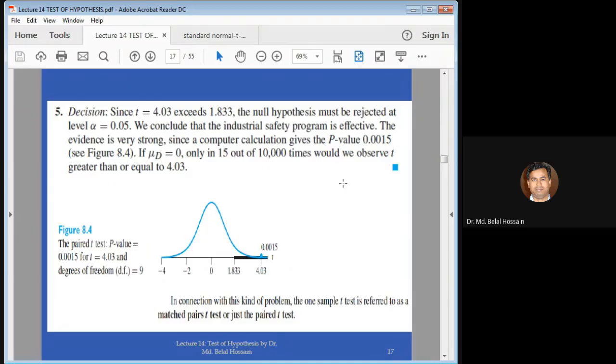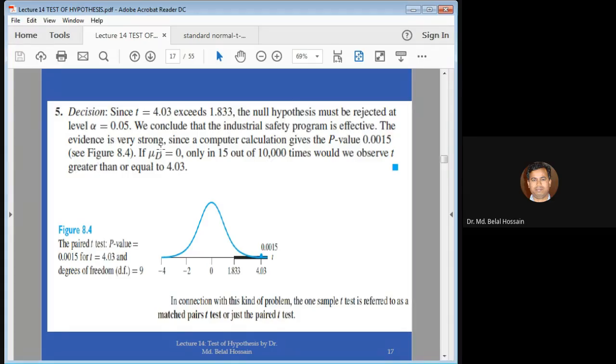okay? So how do you make the decision? You take the absolute value of this t calculated, that is 4.03, that exceeds 1.833, so null hypothesis may be rejected at alpha equals 0.05, okay? So we conclude that the industrial safety program is effective, okay?